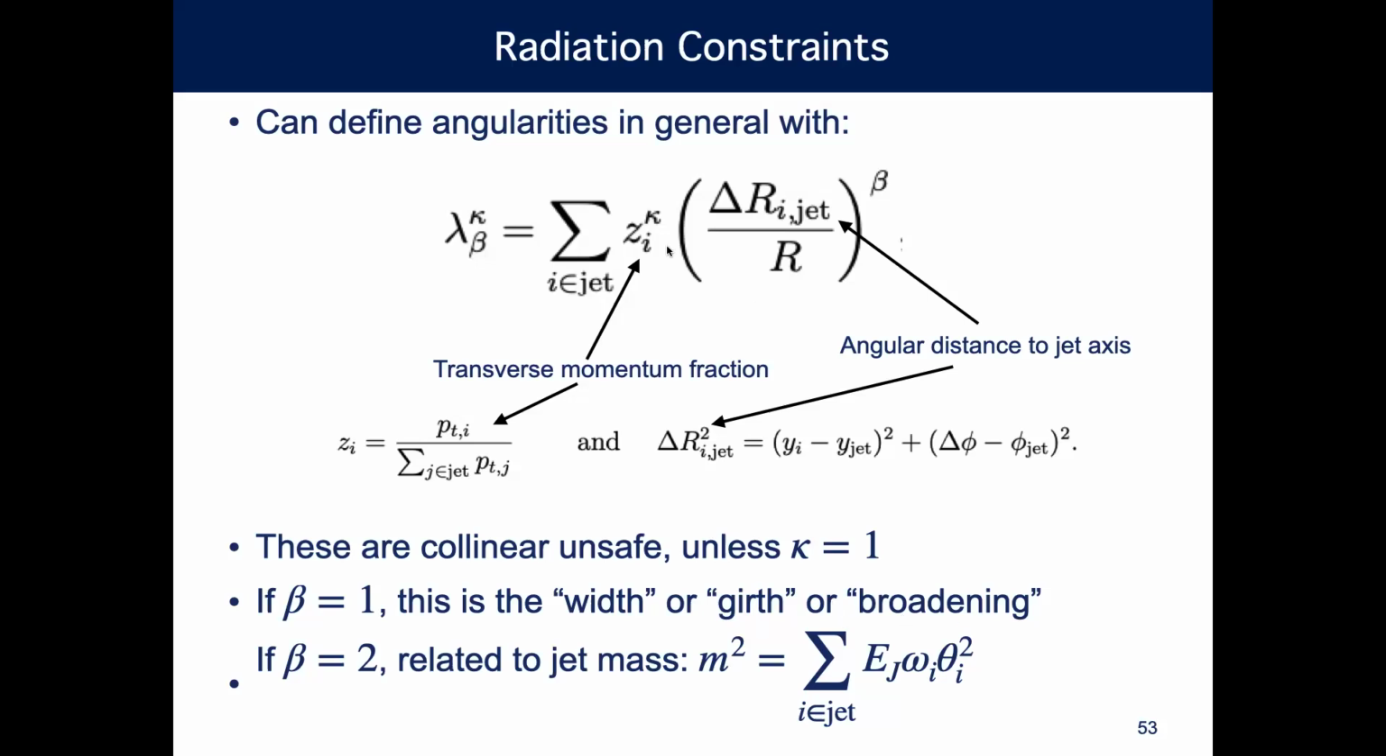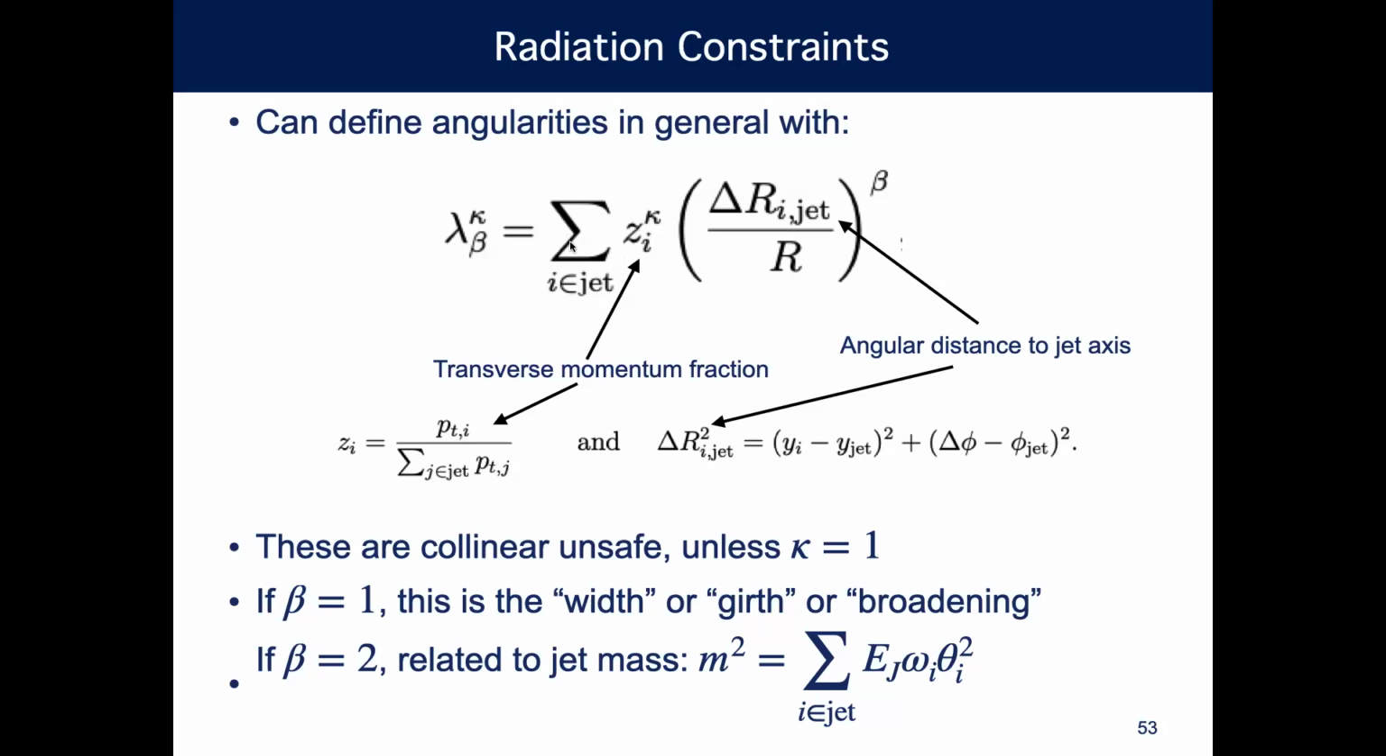So a generalized angularity is some product of the momentum fraction and the delta R between particles, right? If you have some jet and you have some particle that you're looking at, that particle has its momentum fraction relative to the jet, which is Z, and then the delta R. And the product of those two raised to some power can be whatever you want, right? You can pick kappa and beta depending on what observable you want. But a lot of observables can be written in this kind of expansion, including the jet mass.